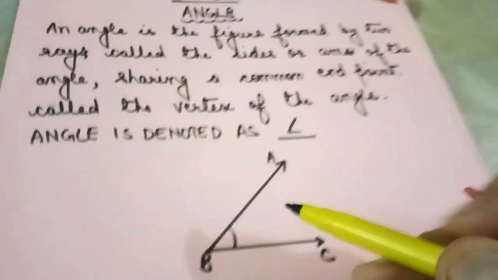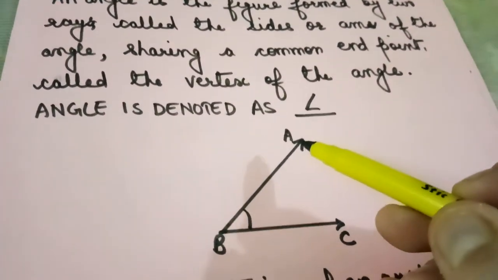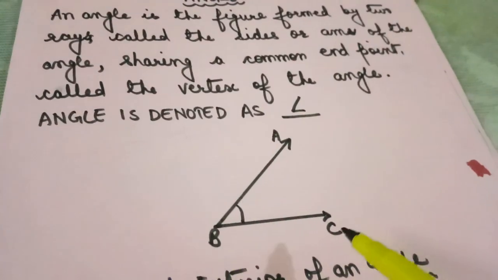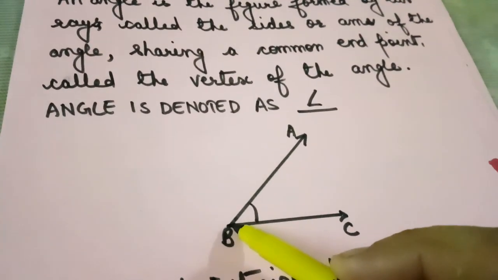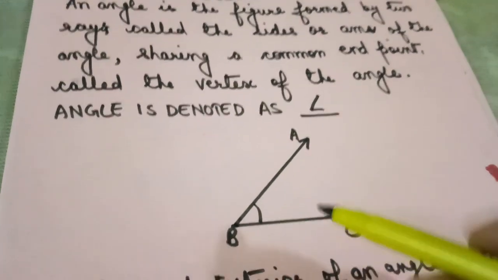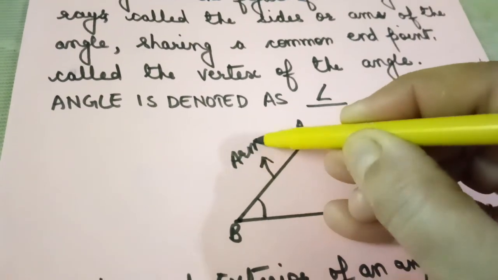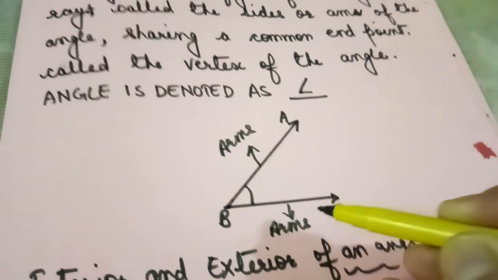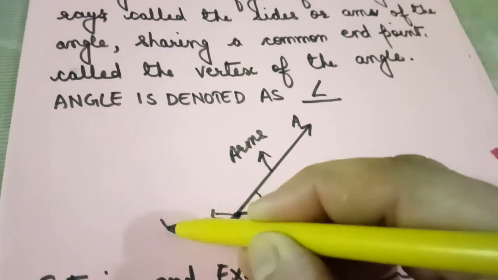Now here we can see that I have drawn an angle, right children? Here are two rays. First one is AB and second one is BC. When two rays are joined at one point, that means they are joining at point B, then they are forming an angle. So these two rays are known as arms of the angle or sides of the angle, and this point where these two rays are meeting is known as the vertex.